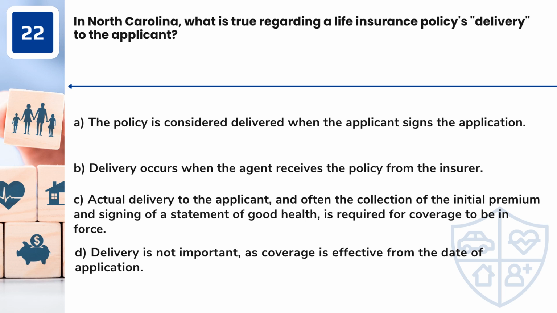Question 22. In North Carolina, what is true regarding a life insurance policy's delivery to the applicant? A. The policy is considered delivered when the applicant signs the application. B. Delivery occurs when the agent receives the policy from the insurer. C. Actual delivery to the applicant, and often the collection of the initial premium and signing of a statement of good health, is required for coverage to be in force. D. Delivery is not important, as coverage is effective from the date of application.